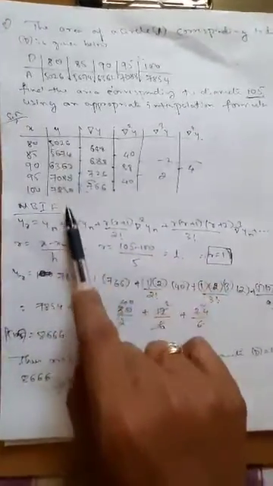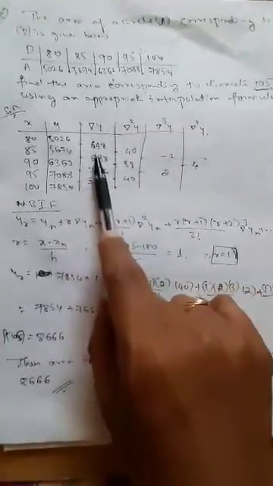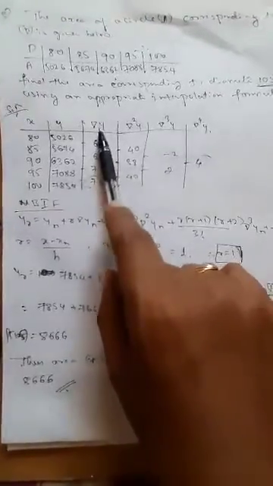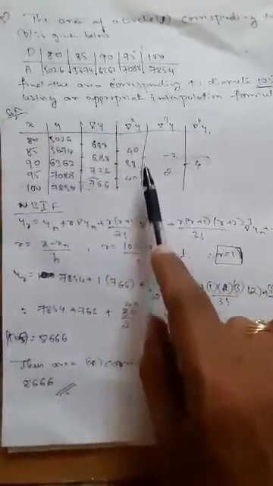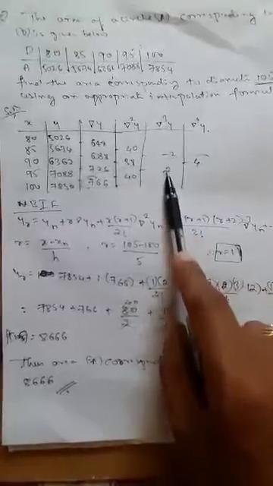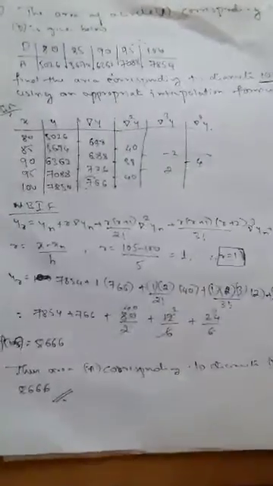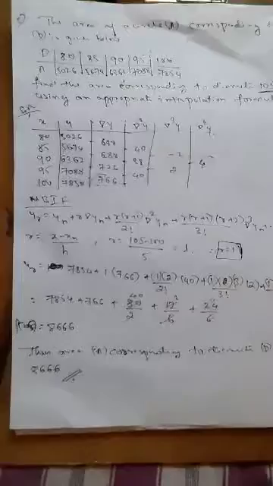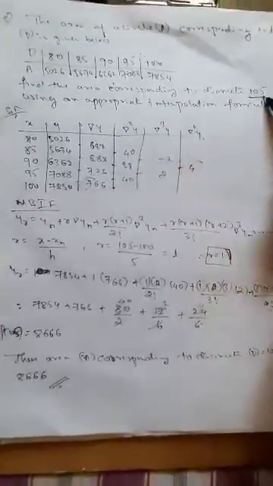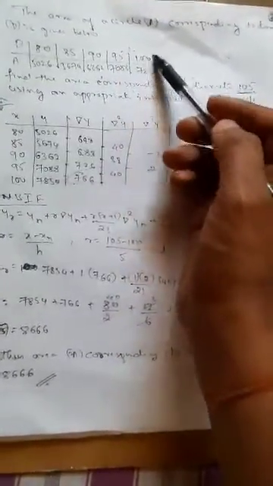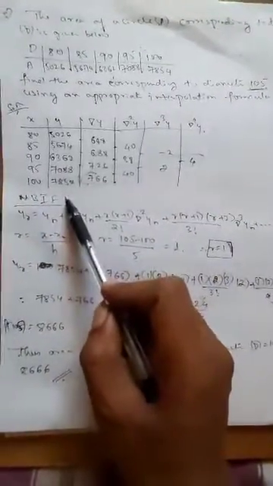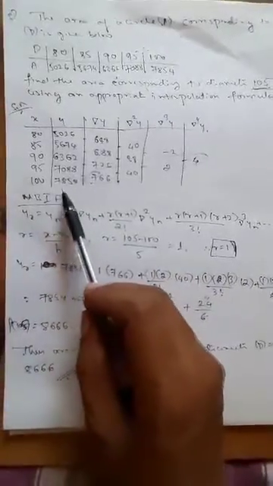Then find the differences of these. The differences are 648, 688, 726, 766. Then again find the differences: 40, 38, 40. Again find the differences: minus 2, 2. Again find the difference of these two, that is plus 4. Write these in between the numbers. Then 105 is very close to 100, so we are using the Newton backward interpolation formula, NBIF.